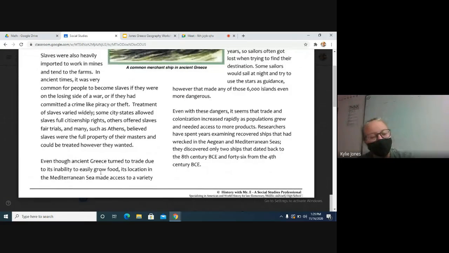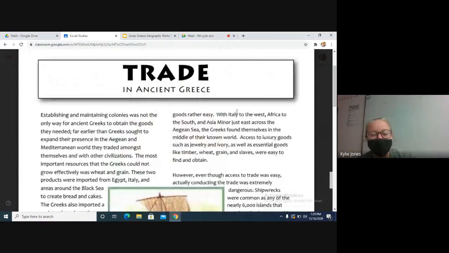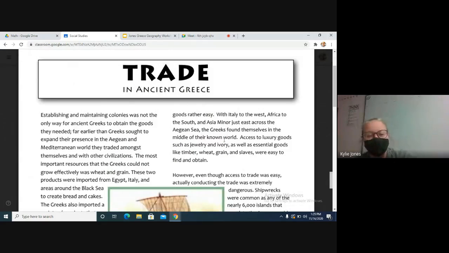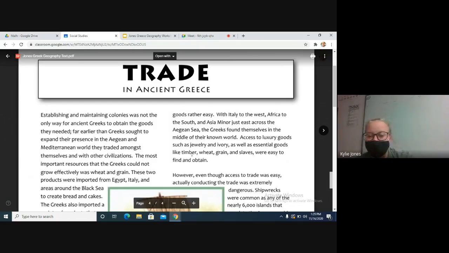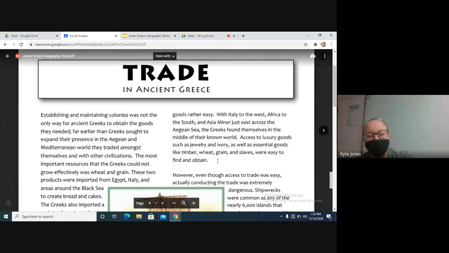Even though ancient Greece turned to trade due to its inability to grow food easily, its location in the Mediterranean Sea made access to a variety of goods rather easy. With Italy to the west, Africa to the south, and Asia just east of the Aegean Sea, the Greeks found themselves in the middle of the known world. Access to luxury goods such as jewelry and ivory, as well as essential goods like timber, wheat, grains, and slaves were easy to find and obtain.